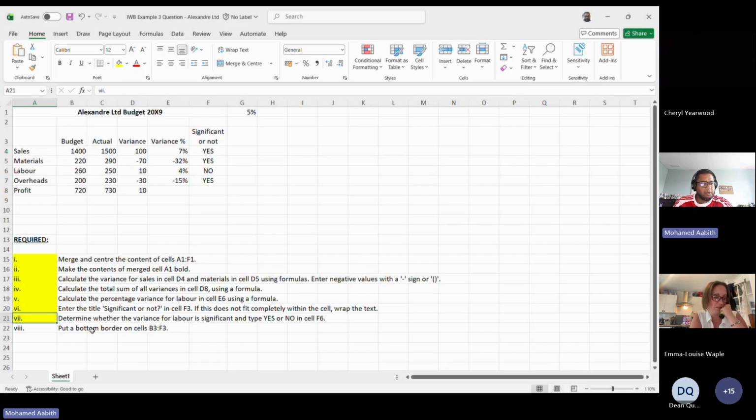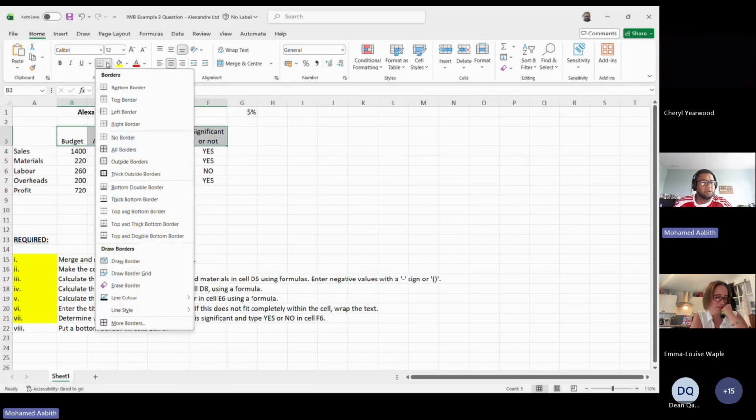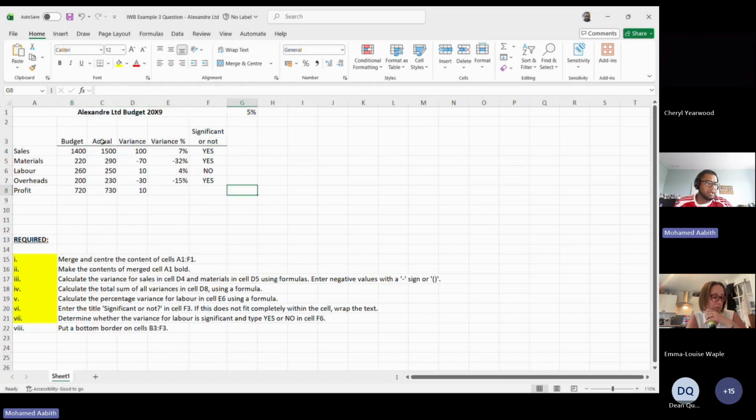And the last one, put a bottom border for cell B3 to F3. So this is B3 to F3, I need to do a bottom border on cell B3 to F3. So what I'm going to do here, can you see here? This is the bottom border. If you notice here, it does show you what you need. So if I put a bottom border, can you see all of those boxes have something on the bottom there with a border. So let me select this. I've done that as well now.